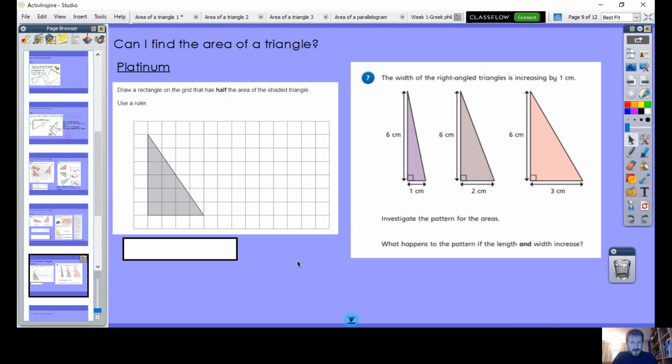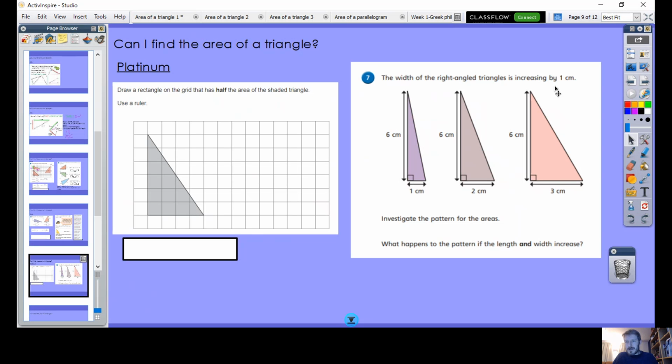And then platinum questions. So you're going to draw a triangle this time. Draw a triangle on the grid that has half the area of the shaded triangle. So draw, let me say that again. Draw a rectangle on the grid that has half the area of the shaded triangle. Shows you the importance of reading the question a couple of times to make sure you read it correctly. Draw a rectangle on the grid that has half the area of the shaded triangle. So have a go at that one and we'll talk about that one.